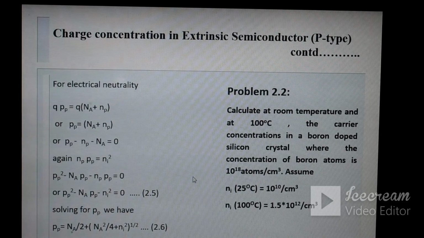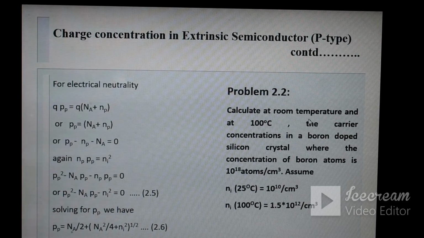So exactly proceeding like the previous, for charge neutrality, q Pp equals q (Na plus Np), or Pp equals this much. Again also Np Pp equals Ni square. From these two equations, we will get this quadratic equation 2.5. So solving this, we get the new hole concentration due to acceptors as this. So you try to solve this problem.